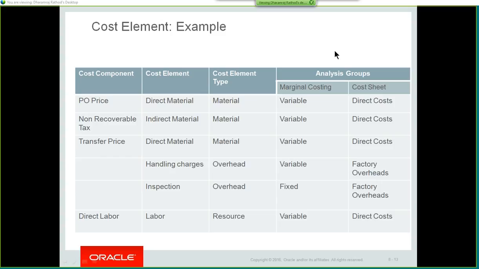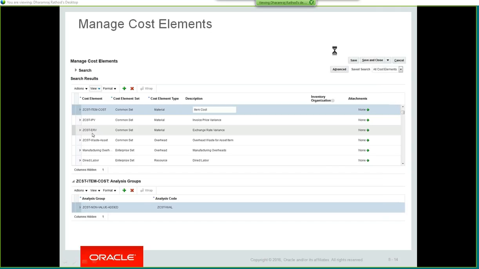So I will show you. I'll go to the application and show you how you can look at it. This is the UI where you define your cost element. The UI is Manage Cost Element. You define the cost element, and when you define it, it will be in the context of a set.